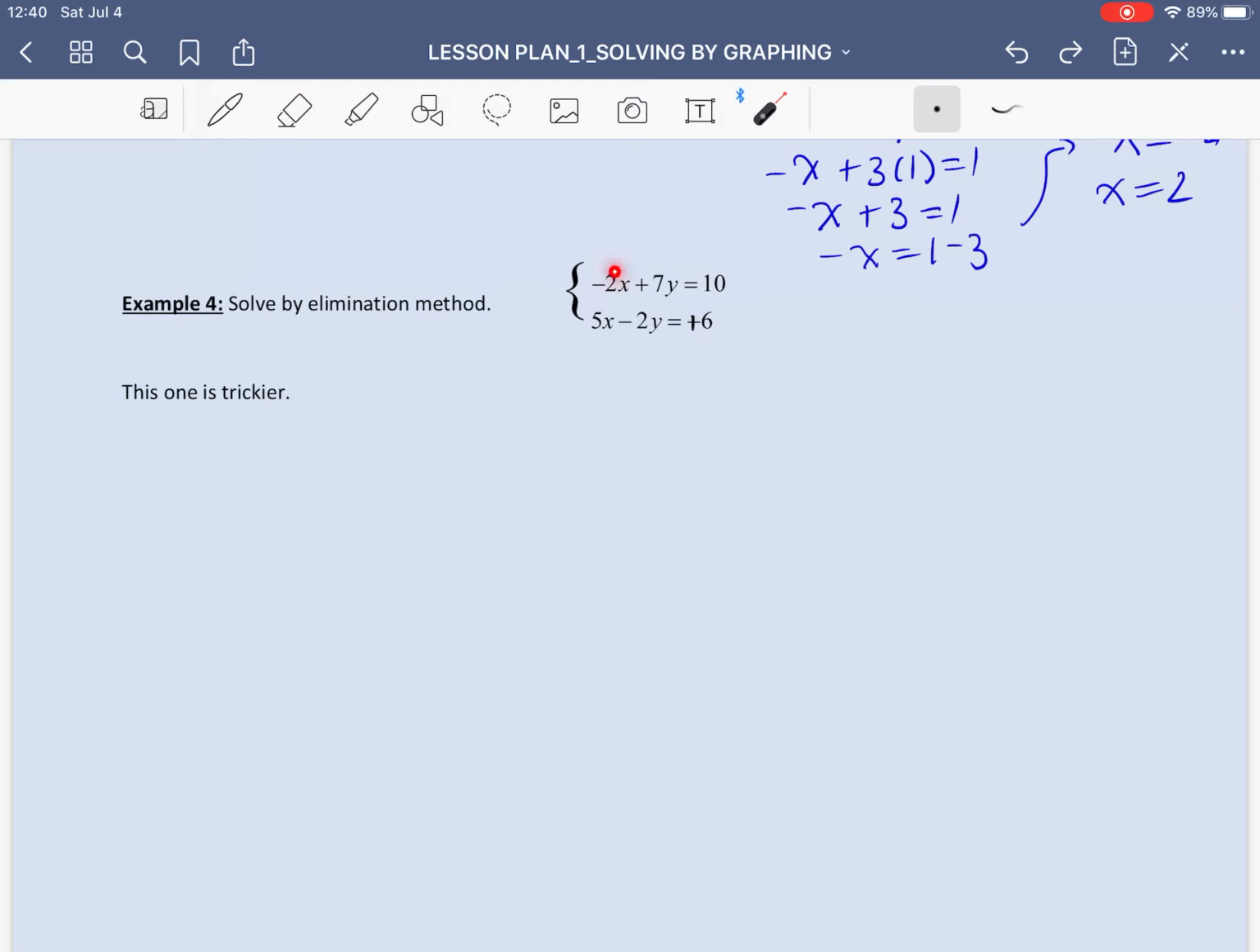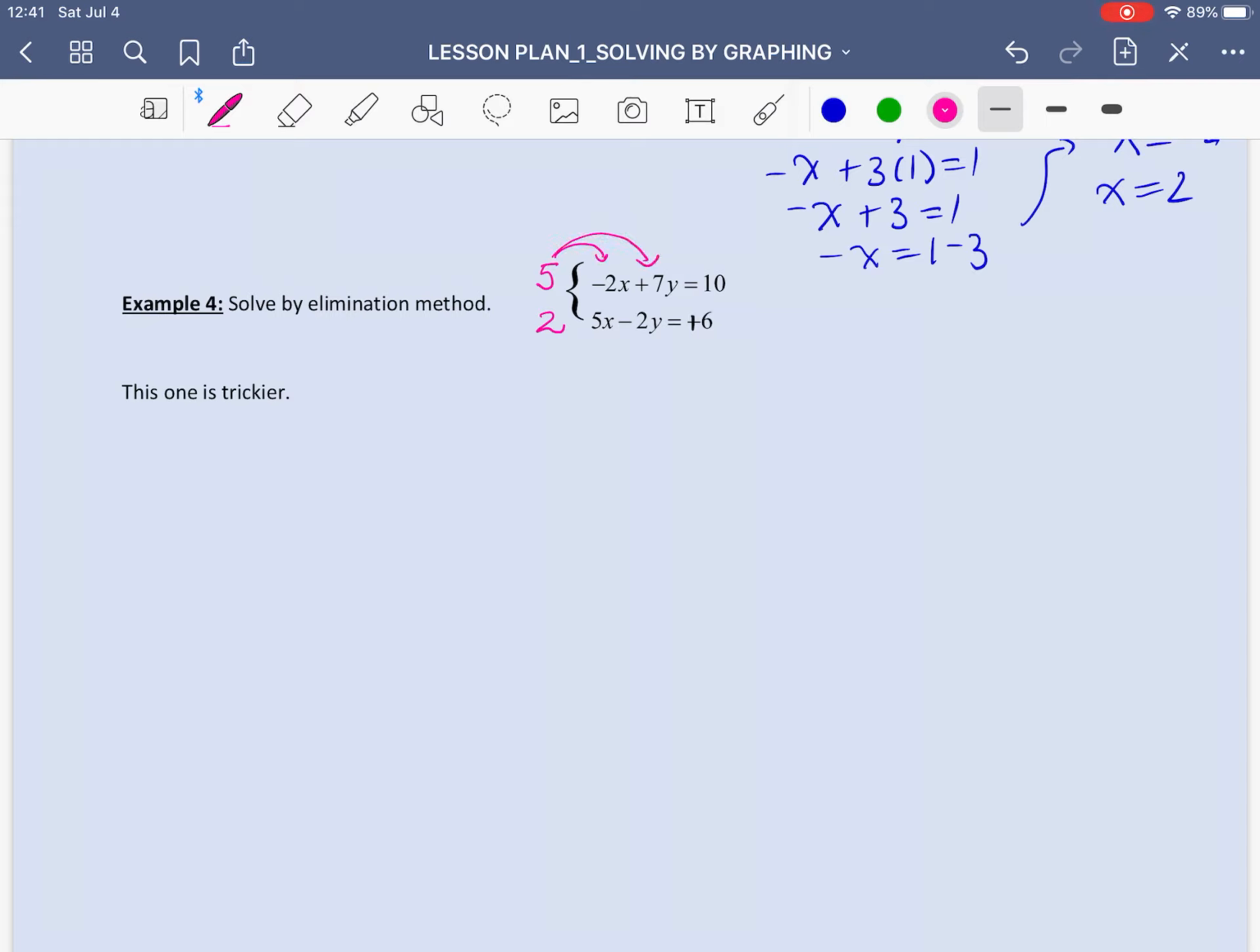So we can change this negative 2 into a 10 or negative 10, and this 5 into a 10 or negative 10, with 10 being the lowest common multiple of them. If we want to do this, then we have to multiply the first equation by 5 and the second equation by 2.